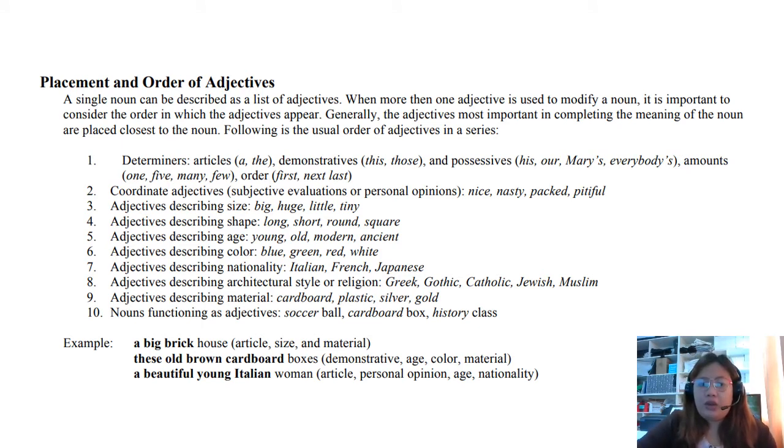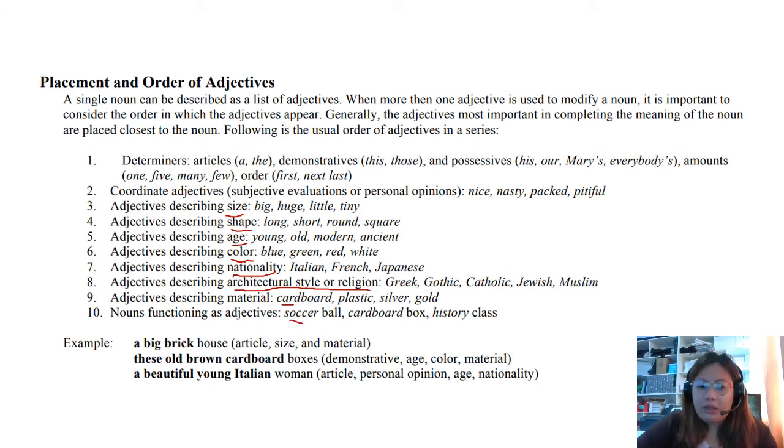After that, you go for size, shape, age, color, nationality if it's present in the sentence, adjectives describing architectural style or religion, and adjectives describing material like cardboard, metal, plastic, silver, gold. After that would be nouns functioning as adjectives, the noun adjectives or proper adjectives that we have discussed before.